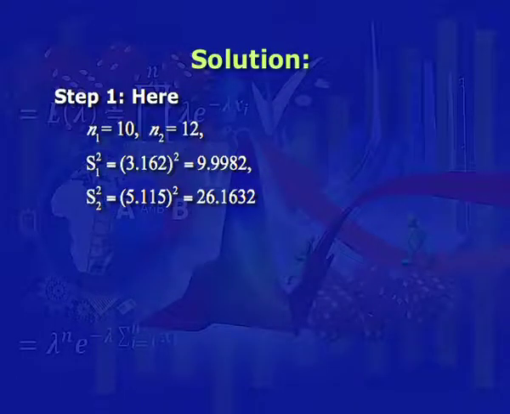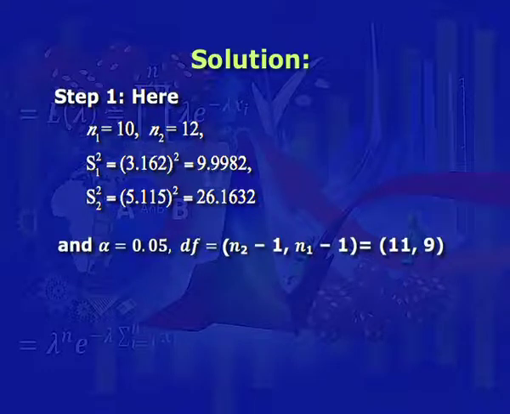In step 1, we have given sample size for two samples, that is n1 equal to 10 and n2 equal to 12. Similarly, the sample variance is s1 square equal to square of 3.162, which comes out 9.9982. Similarly, square of s2, which is nothing but the variance of second sample, is square of 5.115, which is equal to 26.1632, and alpha level of significance is 0.05. Degrees of freedom n2 minus 1 and n1 minus 1 becomes 11 and 9.